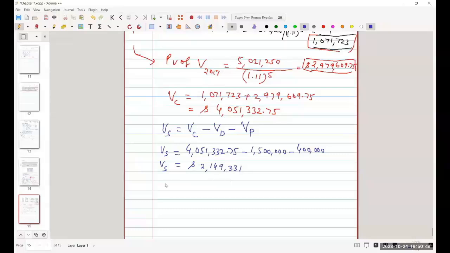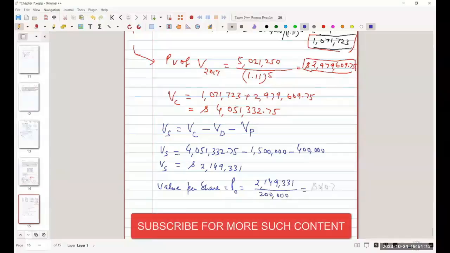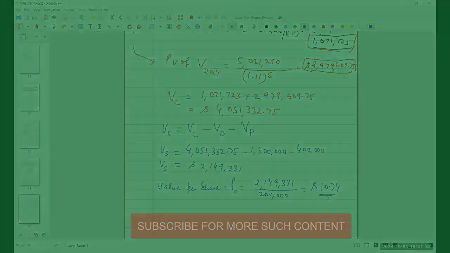In part C, they wanted us to get the value per share. Based on the fact that they will be issuing 200,000 shares, we just need to divide. That would give you $10.74 on a per share basis. So that's how you can use the free cash flow model to first of all find the value of the whole company and then isolate the value for the shareholders. And then the value of shareholders can be divided by the number of shares to get a per share estimate of the share's value.